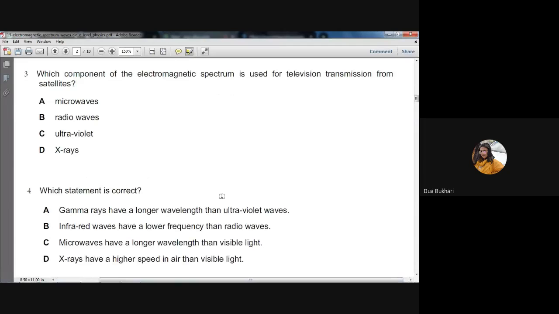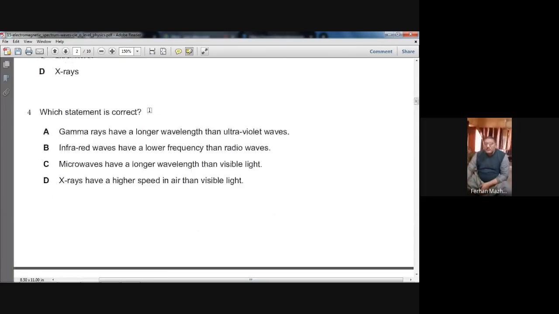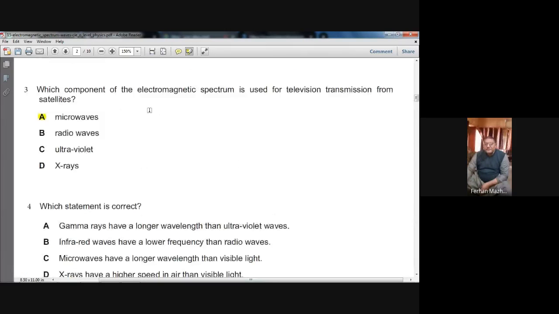Yes, sir. Which component of the electromagnetic spectrum is used for television transmission from satellites? Microwaves are used for satellite television. Microwaves. So the answer is A.